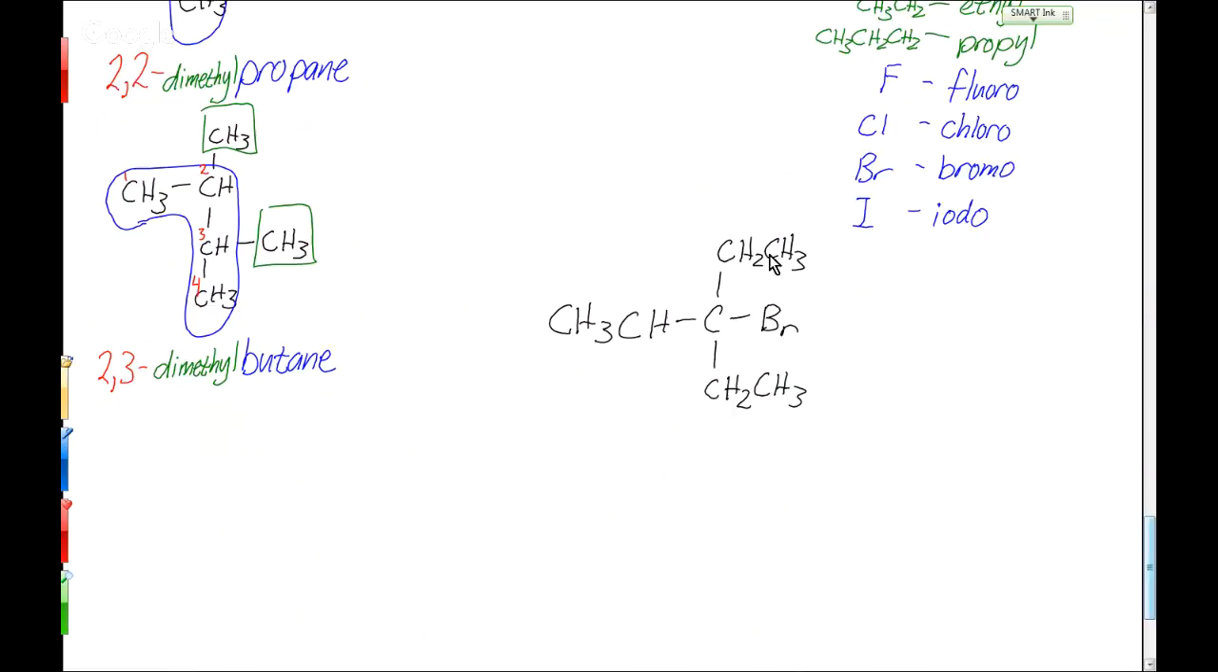The only thing that can't be a part of the chain is the bromine. The other way you can count it is like this: 1, 2, 3, 4, 5. Isn't that the substituent first? I don't care that much for this class, but the convention is to do it in alphabetical order.